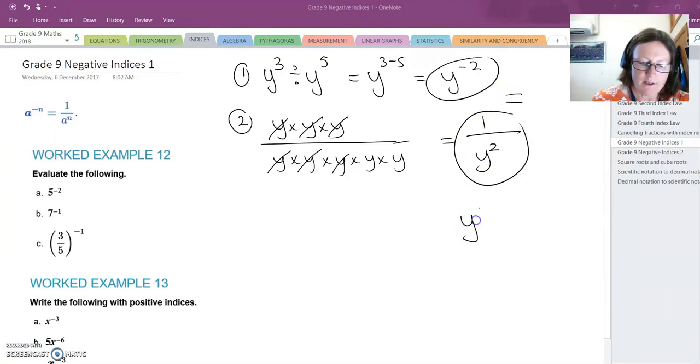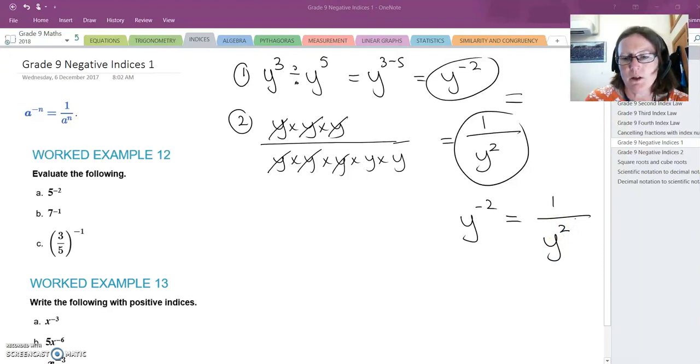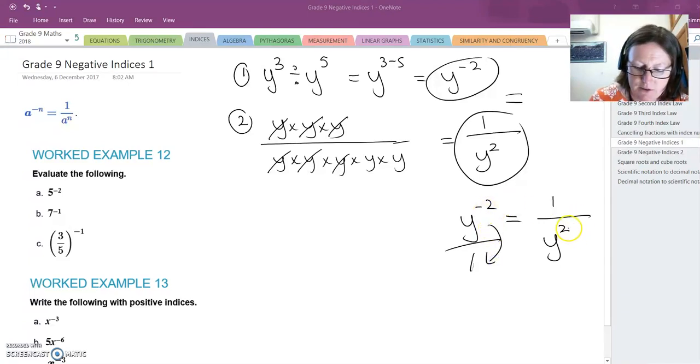Let's look at them. y to the power of negative 2 is equal to 1 over y to the power of 2. So in other words, if something has a negative indice and it's on the top, then to make it a positive indice, we put it down the bottom of the fraction. So we've just moved that down there and the sign has changed to a positive.